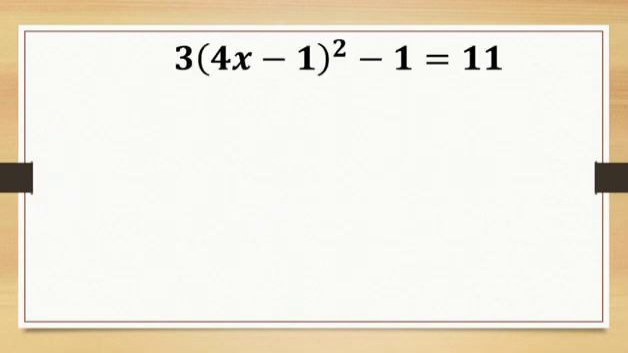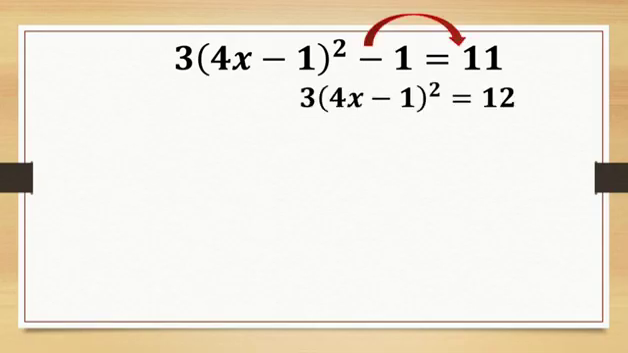Next, I have here 3 times the quantity of 4x minus 1 squared minus 1 is equal to 11. Since we have a minus 1 here, let us move it first. That will become 3 times the quantity of 4x minus 1 squared is equal to 12, because 11 plus 1 is 12.